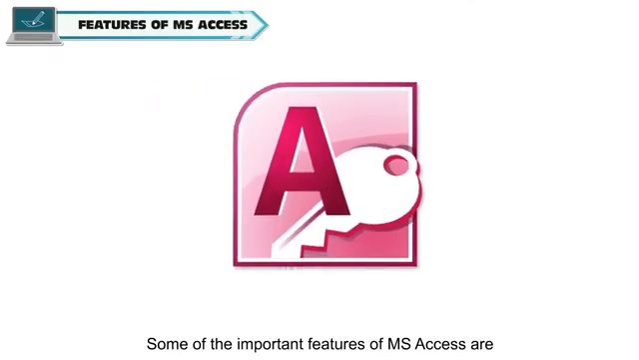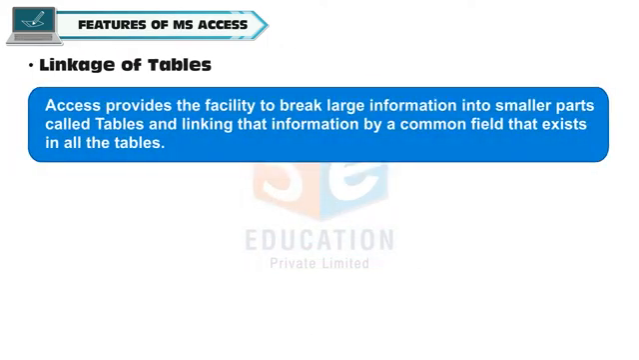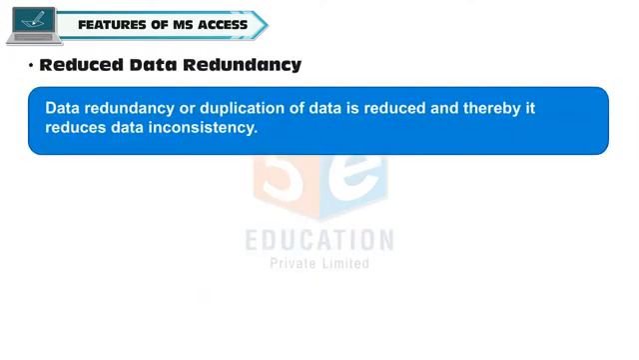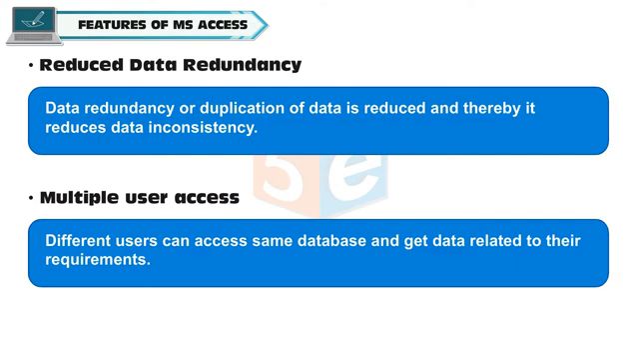Some of the important features of MS Access are: Access provides the facility to break large information into smaller parts called tables and linking that information by a common field that exists in all the tables. It increases the efficiency, speed, and flexibility in searching and accessing information. Data redundancy or duplication of data is reduced, and thereby it reduces data inconsistency. Different users can access same database and get data related to their requirements.